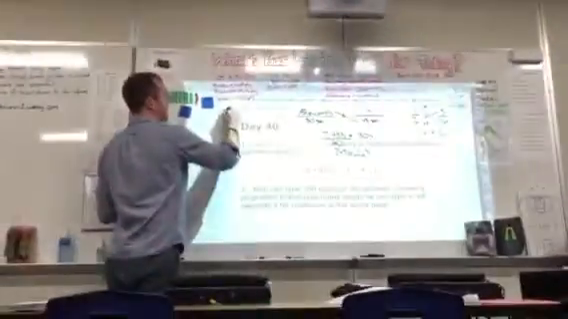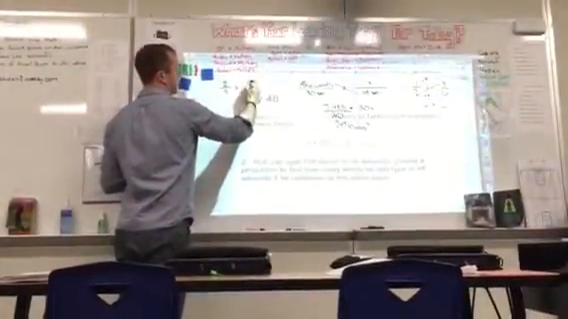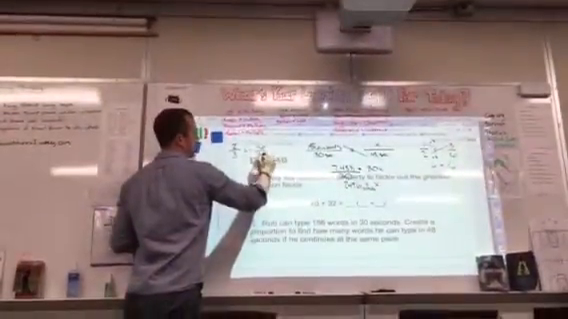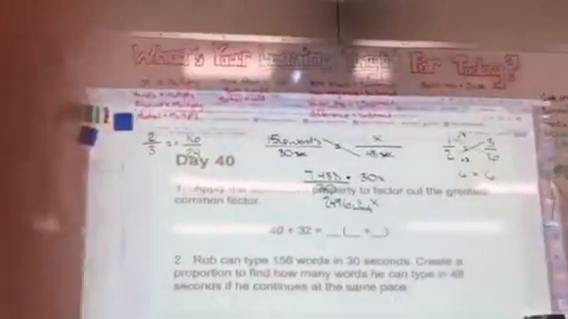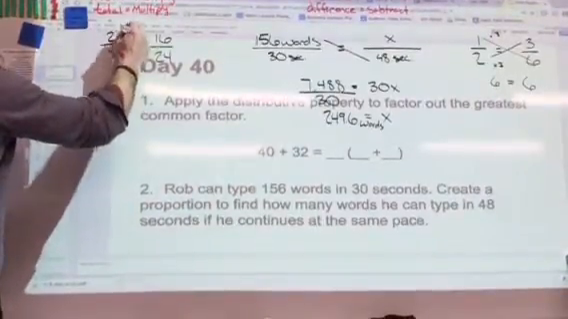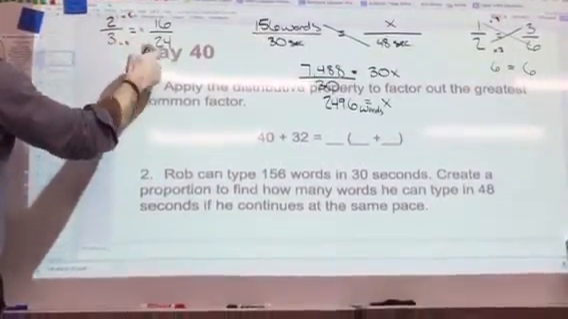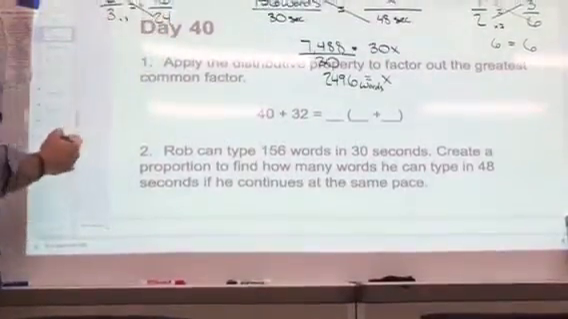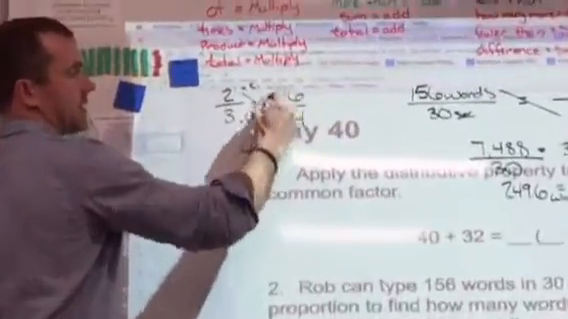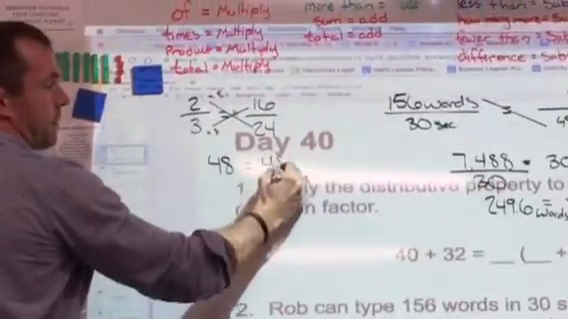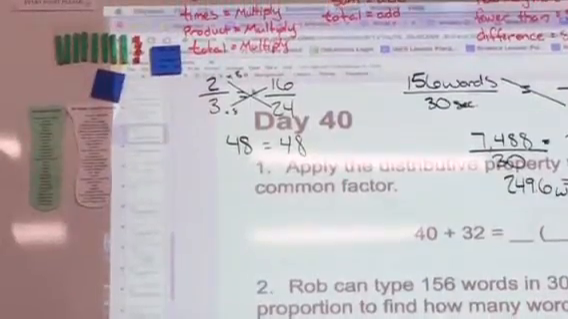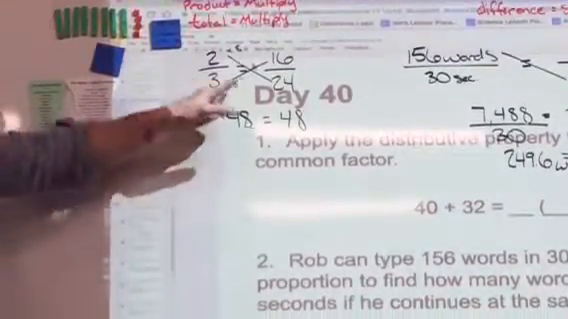Another example. What if I had 2/3 equivalent to 16/24? Is that equivalent? Is it proportional? How can we tell? What's 2 times 8? What's 3 times 8? 24. It works. What if I did 2 times 24? That is 48. What's 3 times 16? 48. So this is a proportion. What is a proportion? 2 ratios or rates that are equivalent to each other.